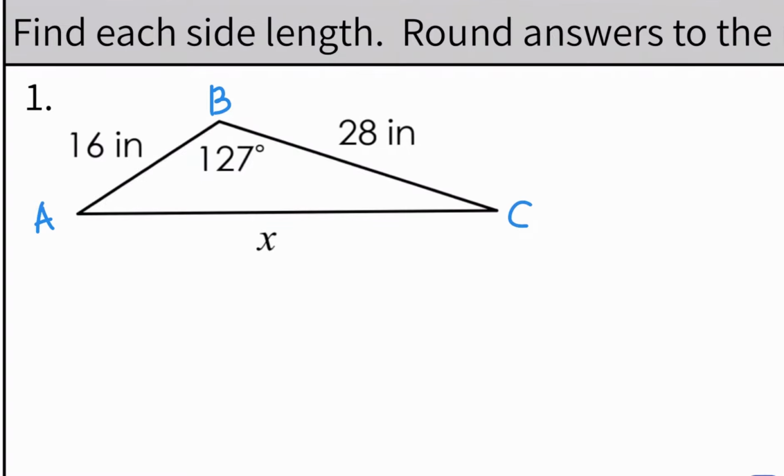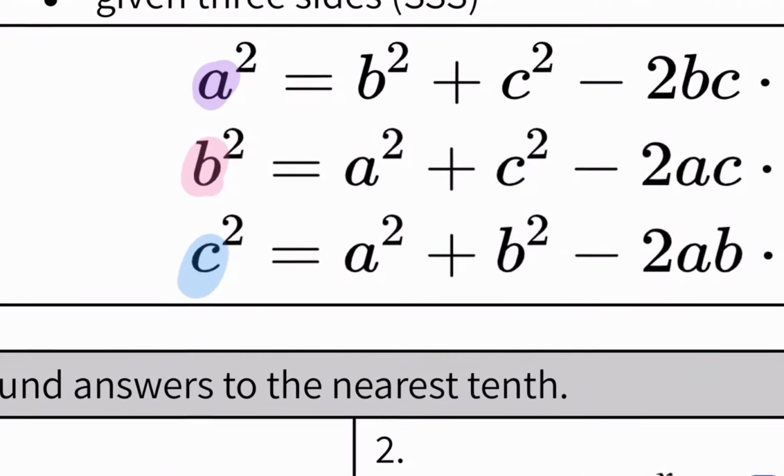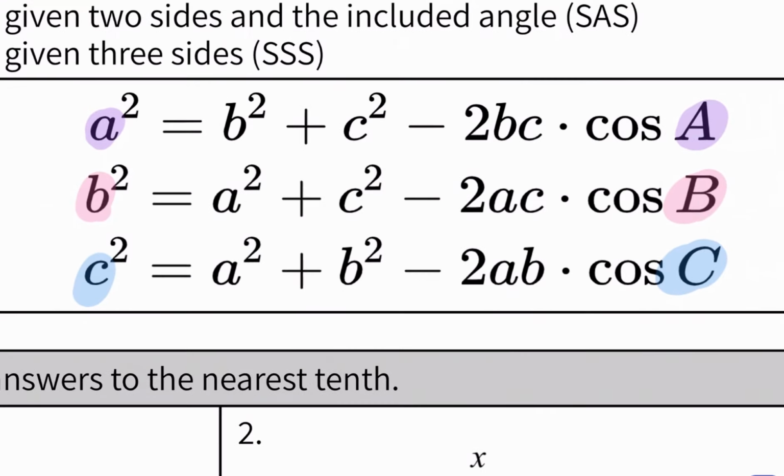What they're asking me to find, right there where the X is at, is little b, because see how this is angle B and across from it is the opposite side, so that has to be side B. So when you look at your formulas, that means that we're going to use that second one here. B squared is equal to A squared plus C squared minus 2AC times the cosine of B.